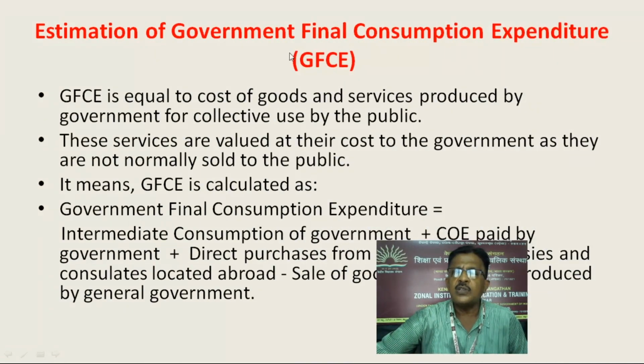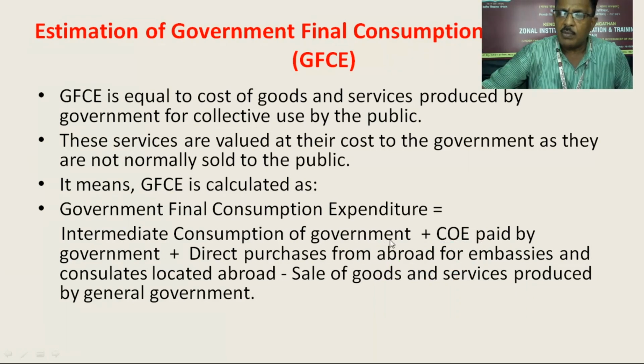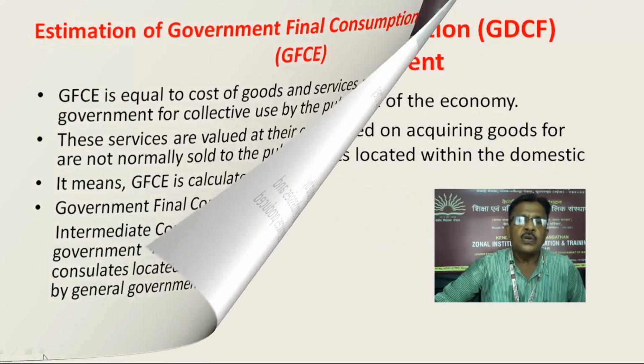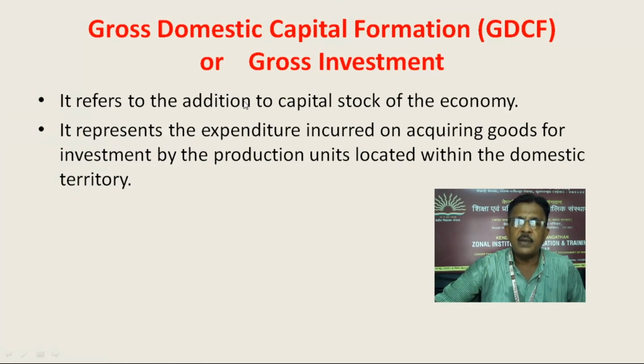Estimation of government final consumption expenditure, GFCE. GFCE is equal to the cost of goods and services produced by government for collective use by the public. These services are valued at their cost to the government as they are not normally sold to the public. It means government final consumption expenditure is calculated as intermediate consumption of the government plus compensation of employees paid by government plus direct purchases from abroad for embassies and consulates located abroad minus sale of goods and services produced by general government.